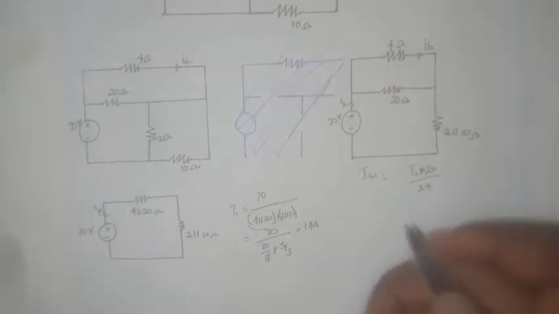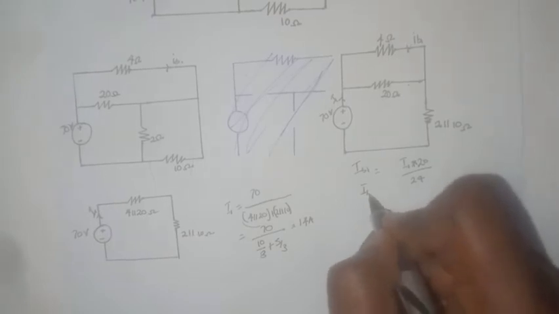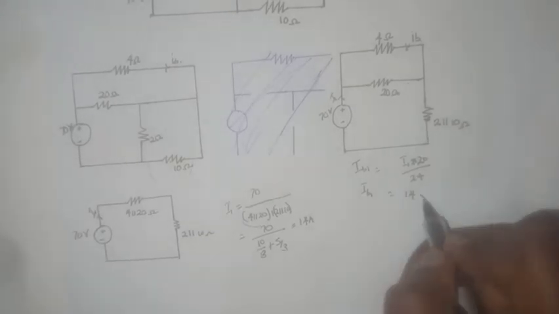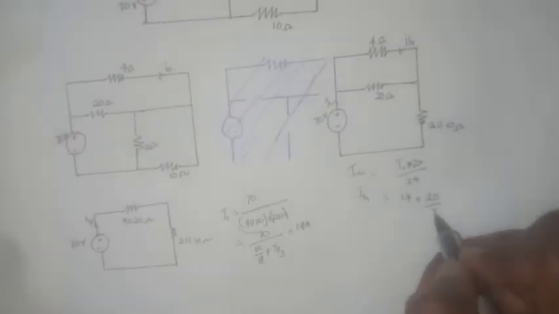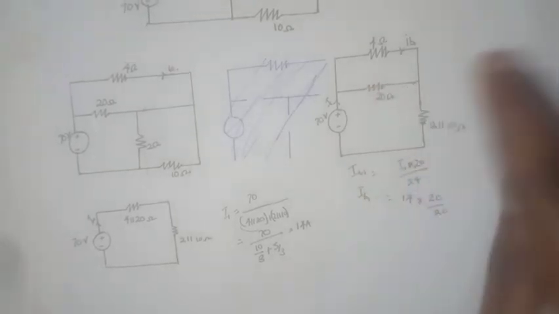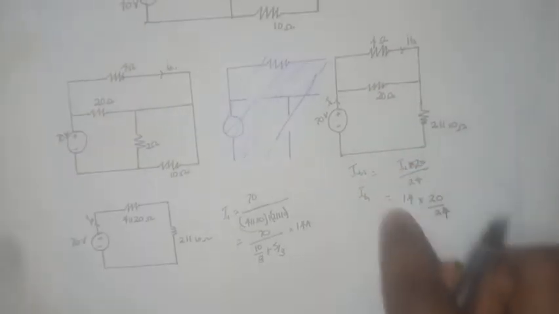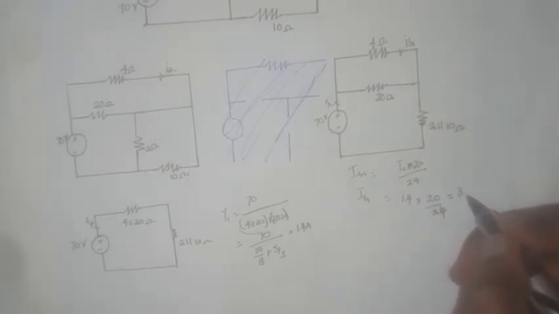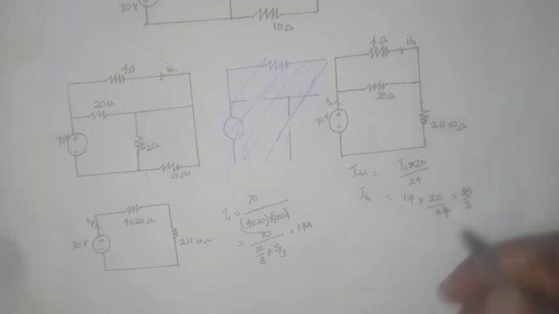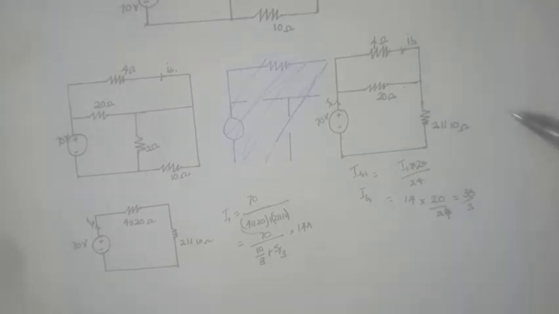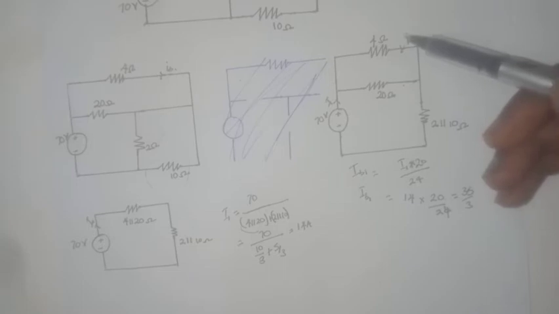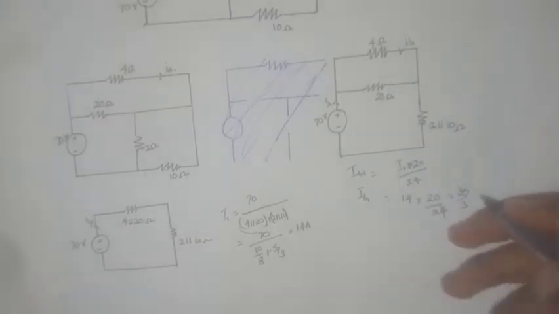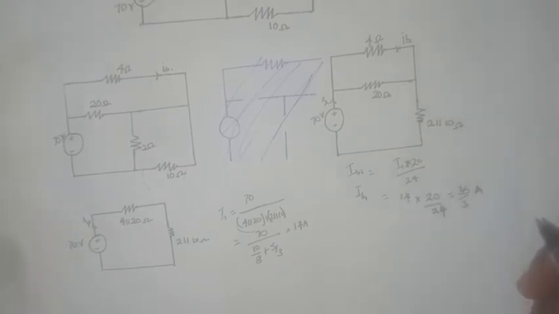So we know that IB1 would be 14 multiplied by 20 over 24. Remember, we're using the current divider formula here, and this would overall be equal to 35 over 3. In essence, we are saying that the current IB, that is the current flowing through the resistor due to this power source, is 35 over 3 amperes.